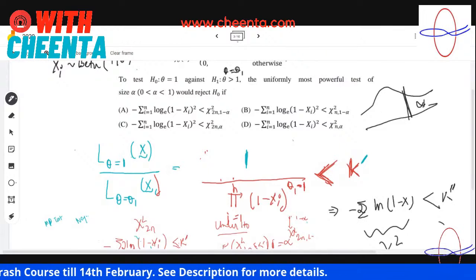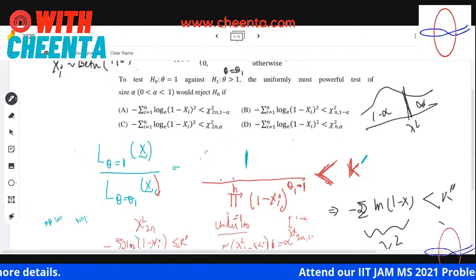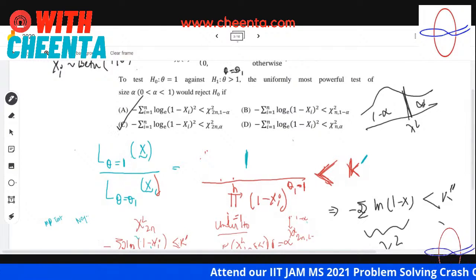So here it's alpha here. So therefore it's 1 minus alpha here. So therefore it's chi square 2n alpha. Perfect. So this is the idea.